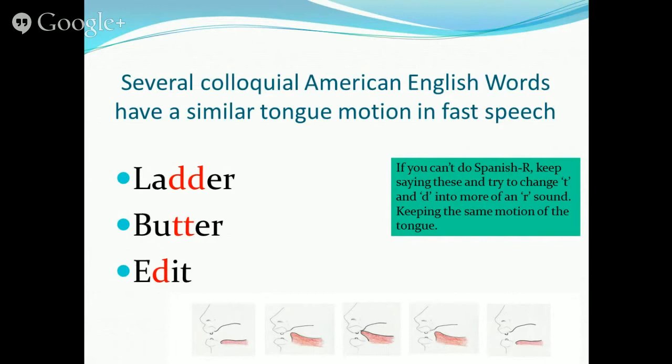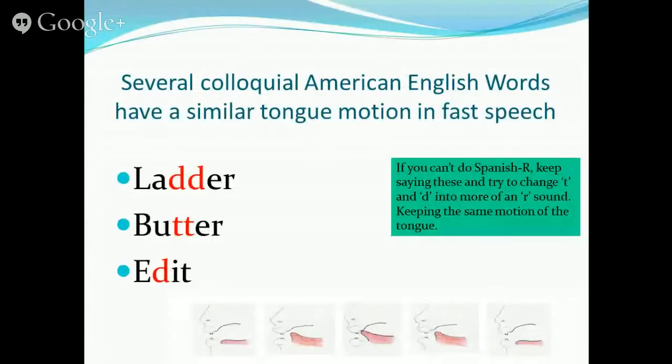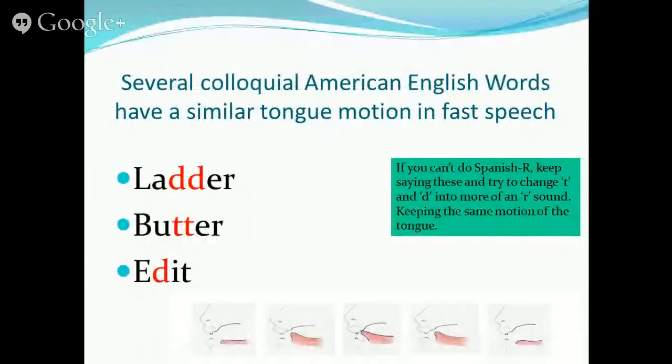So this is ladder. Now we have to say it fast. This is not the slow form ladder. To get the movement, you have to say it colloquially. Ladder, ladder, ladder. You see how the tongue flaps? Slaps the back of that bump. Butter, butter, butter. Edit, edit, edit. See, it's a similar tongue motion. Now, for me, butter is the most similar one. So if you want to figure out how to say the Spanish R, keep saying butter, butter, butter.